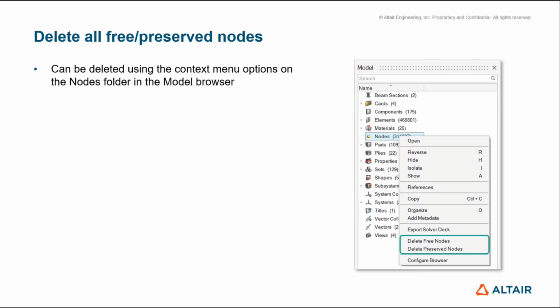Point to note here is when you invoke this particular option from the nodes folder in the model browser, it's going to delete all free nodes and all the preserved nodes that are there in the model. So it's a quick way if you want to get rid of them all at once. But if you want to delete some of the free nodes or some of the preserved nodes, you'd have to use the context that's there in the ribbon.